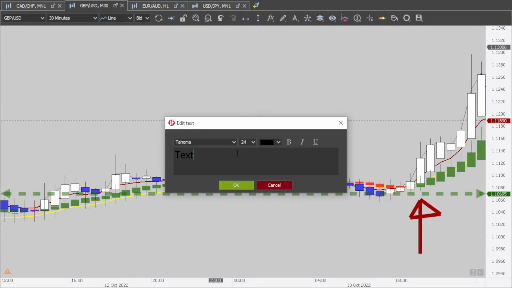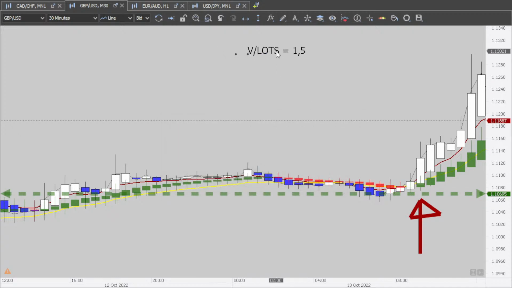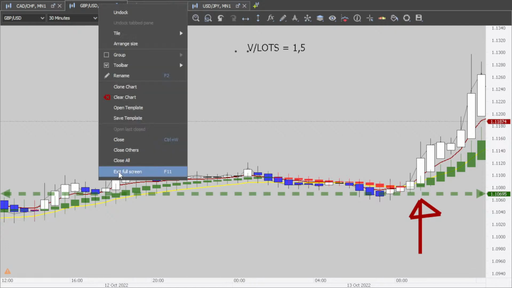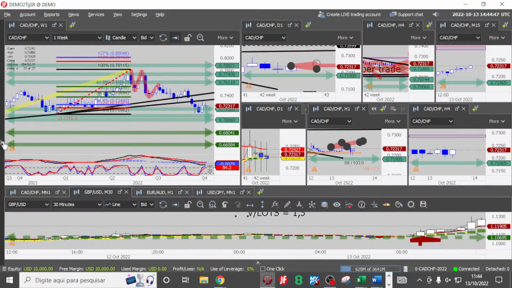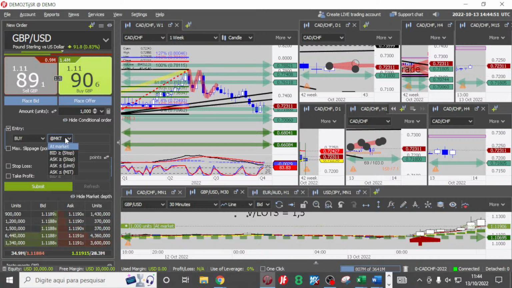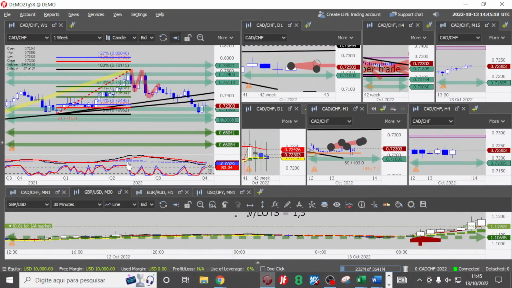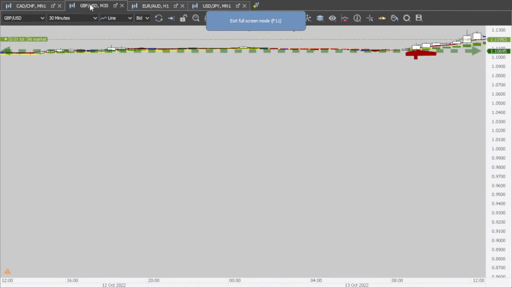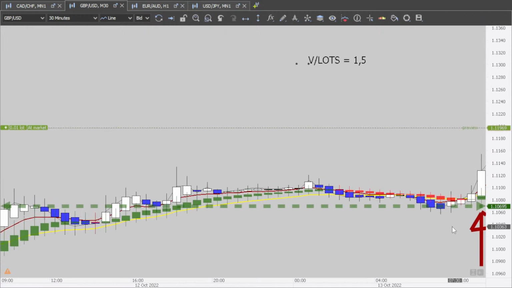The volume, or the lots, volume slash lots of this trade, just an example, is 1.5. This is in here, everybody. When you put a trade in here, entry, buy, market, whatever, here you have amount, units, amount 1000, but there you have amount lots. So here, just for the sake of math, I put 1.5 lots. So I'm monitoring the market, I'm in the trade.